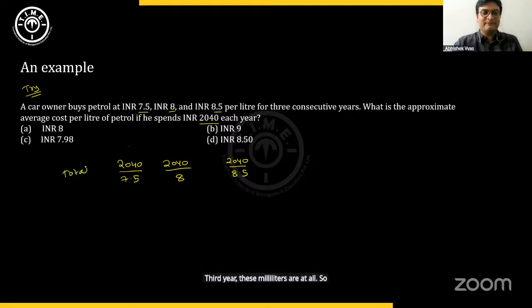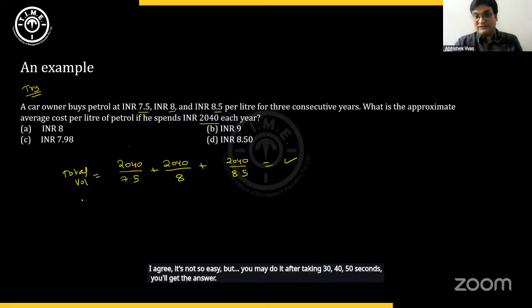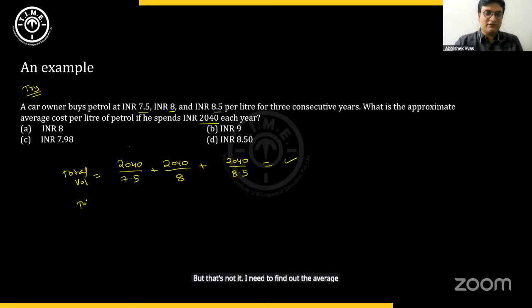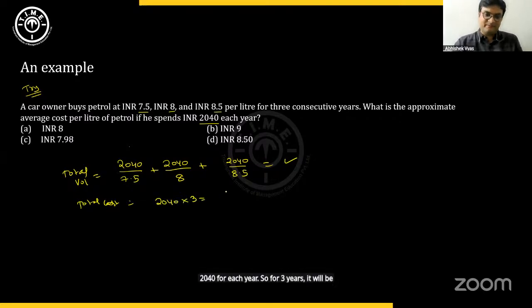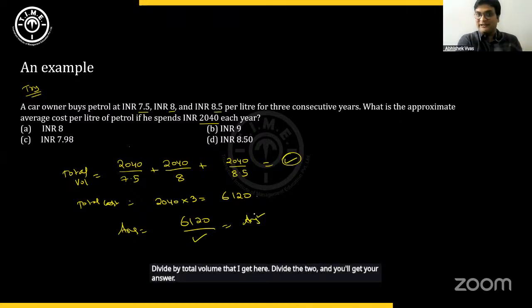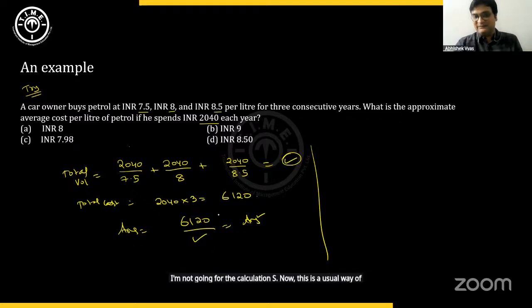So what's the total volume? This by this, this by this, this by this. You can calculate it. I agree it's not so easy, but you may do it. After taking 30, 40, 50 seconds, you will get to the answer. But that's not it. I need to find out the average cost, right? So what is the total cost? 2040 for each year, so for 3 years, it will be this much. Now my answer will be the total amount that I spent divided by the total volume that I get here. Divide the two and you'll get your answer. I'm not going for the calculation. Now, this is the usual way of doing it, and by this approach, you'll get your answer in around 2, 2.5, probably 3 minutes, depending on your speed.